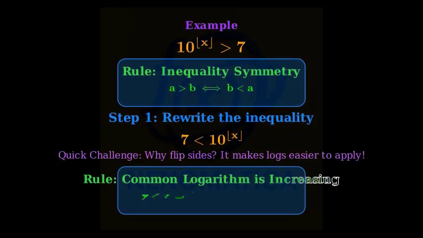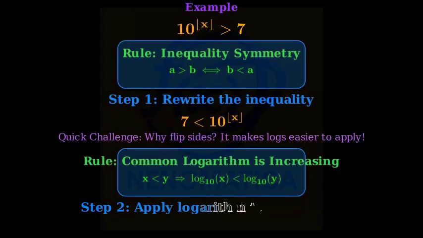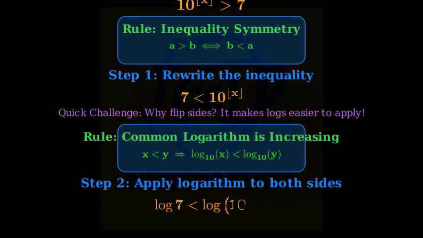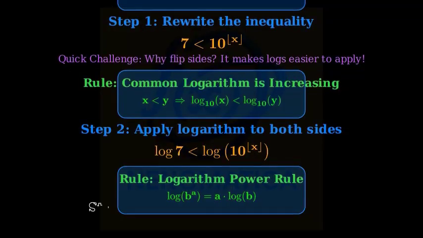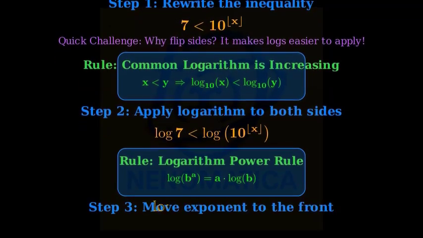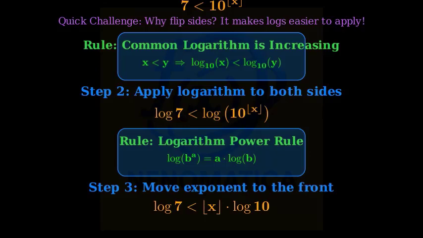Step 2. Apply the common logarithm base 10 to both sides. Because log base 10 is increasing, the inequality direction stays the same. Show the rule. Apply the log to both sides. Step 3. Use the power rule for logarithms to bring the exponent down. Show the rule. Move the exponent, the floor of x, to the front.